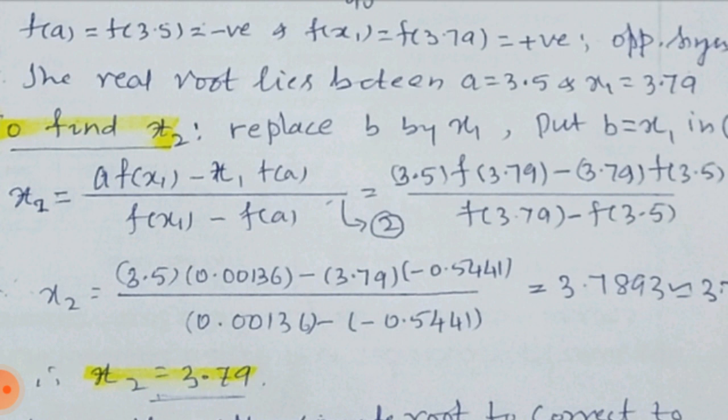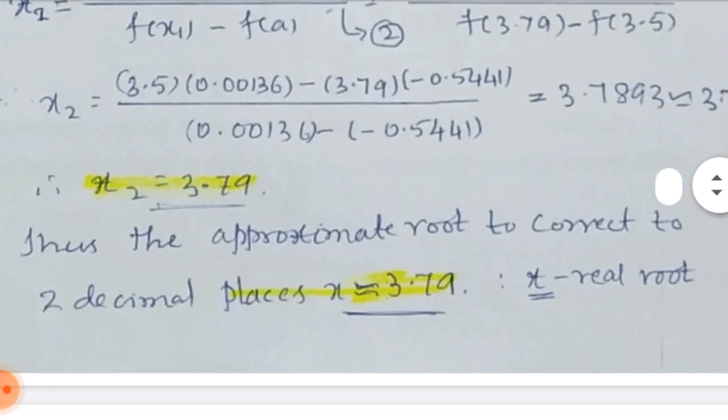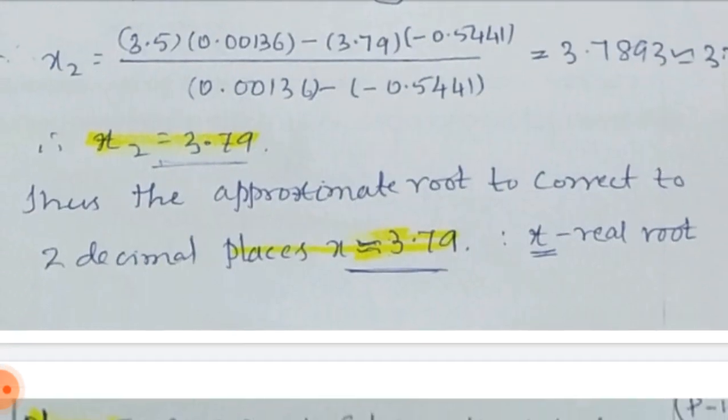This is the second approximation. It is a better approximation than x1. So correct to two decimal places we put x2 is equal to 3.79. Therefore the approximate real root of the given equation, correct to two decimal places, is x is equal to 3.79.